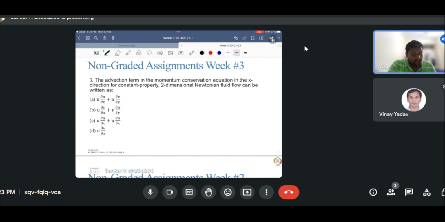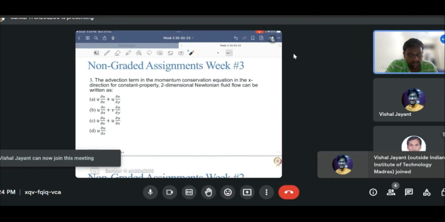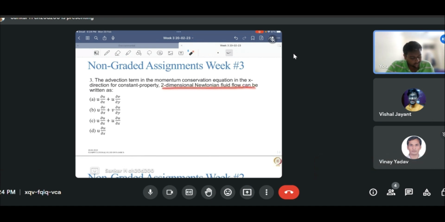Moving on to the next question, the advection term in the momentum conservation equation in the x direction for a constant property, two-dimensional Newtonian fluid can be written as. Basically what we have to write is the advection or the convection term, del dot rho uu is what is being asked, and in the component balance we write it as u times dou u by dou x plus v times dou u by dou y plus w times dou u by dou z.